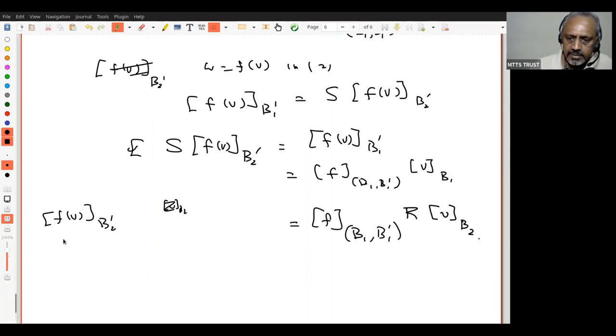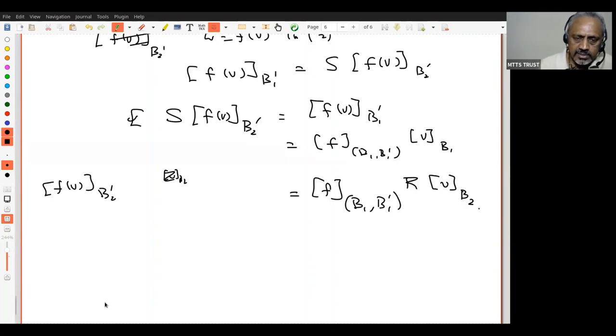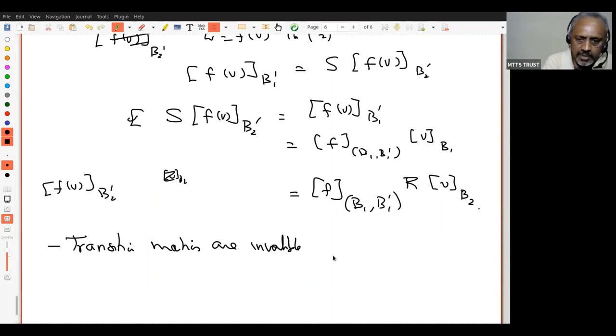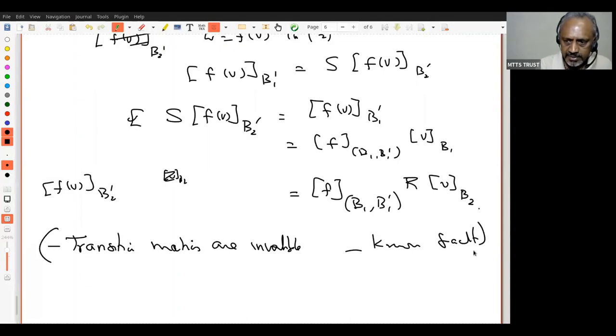You follow that? Now notice that from the last thing we already know these transition matrices are invertible. It was an already known fact. In fact, it also follows from what we just proved about the composition of linear maps, but I'll come to it in a minute. We had already seen this, and we will give another proof once we complete this. Now look at this.